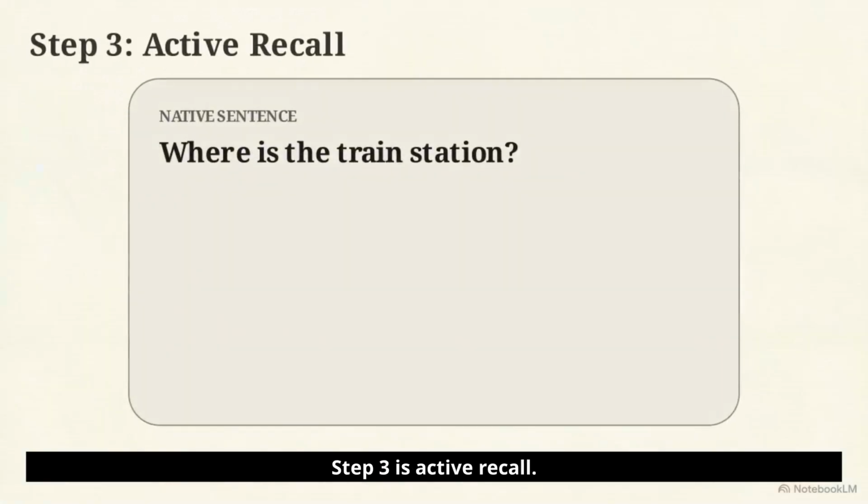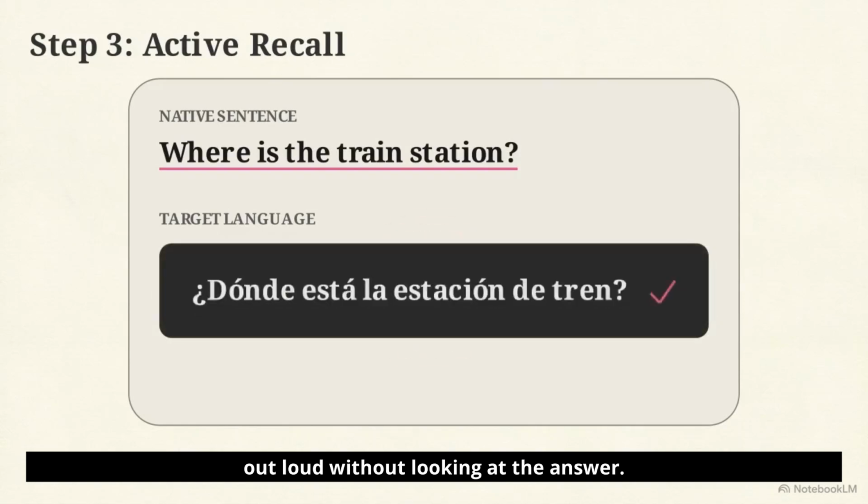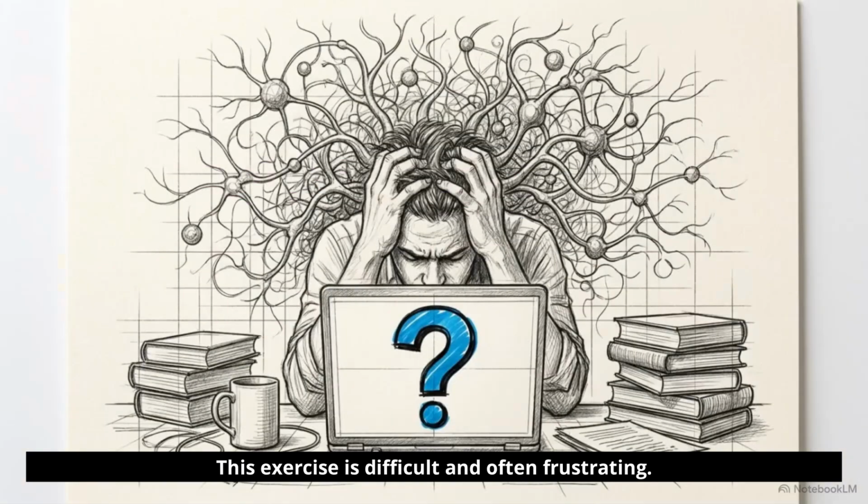Step 3 is active recall. Look at your native sentence and force your brain to produce the translation from memory out loud without looking at the answer. This exercise is difficult and often frustrating. However, that mental friction is the biological mechanism signaling to your brain that this information must be retained.